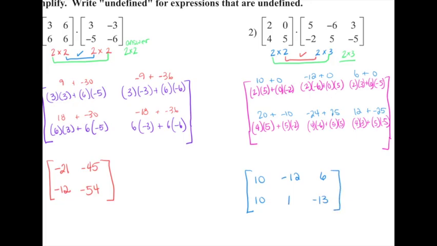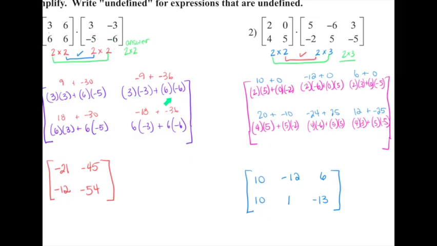So for this first one, I'm going to look at my first row, 3 and 6. And I'm going to multiply each piece of this by the first column. So I did 3 times 3, that's what I got here, plus 6 times negative 5, right there. Okay, that's my first one. When I'm done going down, I'm going to stay on the same row, but I'm going to move to the next column. So I did 3 times negative 3 and 6 times negative 6. So that's where I got this.